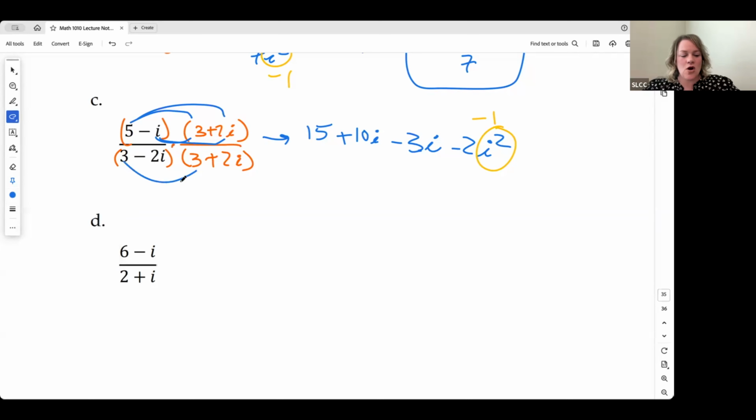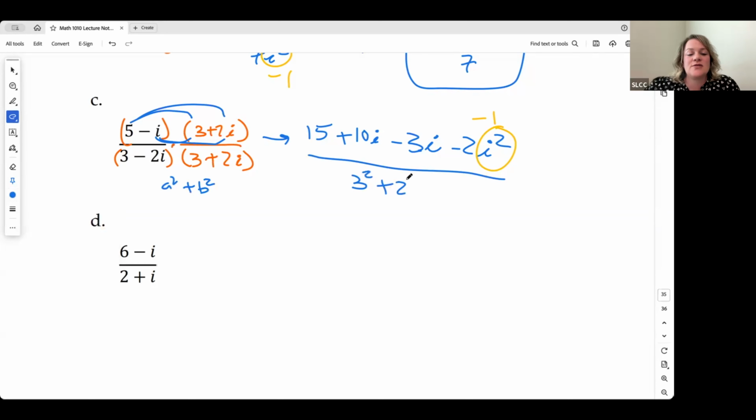In the denominator, oh no, should I distribute? No, I should use my pattern. This is a minus b, a plus b, and I have the i there, so I'm just going to use a squared plus b squared. So 3 squared plus 2 squared. Awesome. Let's combine like terms and clean this up.